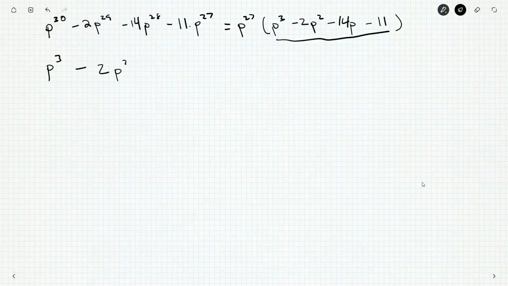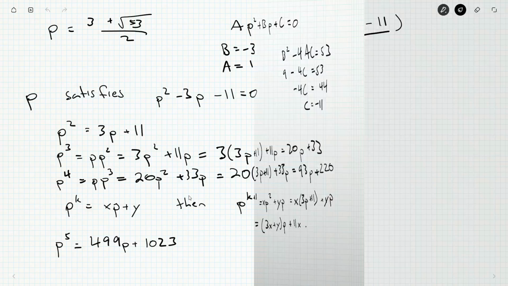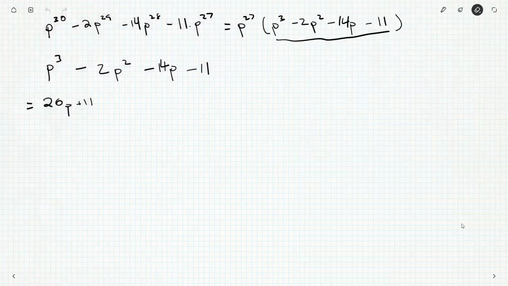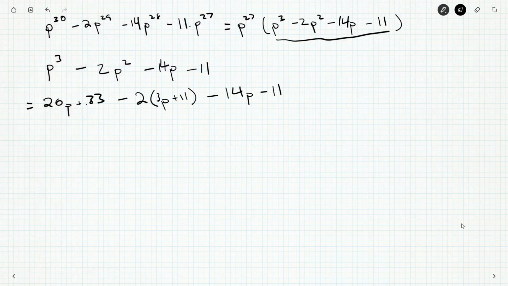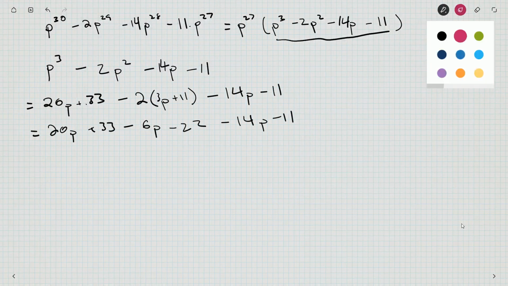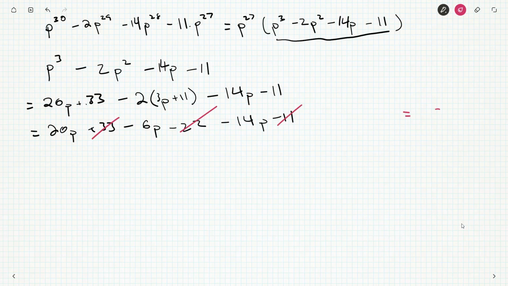Now, I do know p cubed minus 2p squared minus 14p minus 11. That's the same as, and we just worked this out, p cubed was 20p plus, it wasn't 11, was it? Well, let's just flip the page and find out. 20p plus 33, that's what it was. So 20p plus 33 minus 2 times 3p plus 11 minus 14p minus 11. 20p plus 33 minus 6p, ooh, that's promising, minus 22 minus 14p minus 11, but 33 minus 22 minus 11, 0. And then 20p minus 6p minus 14p, that's 0p.